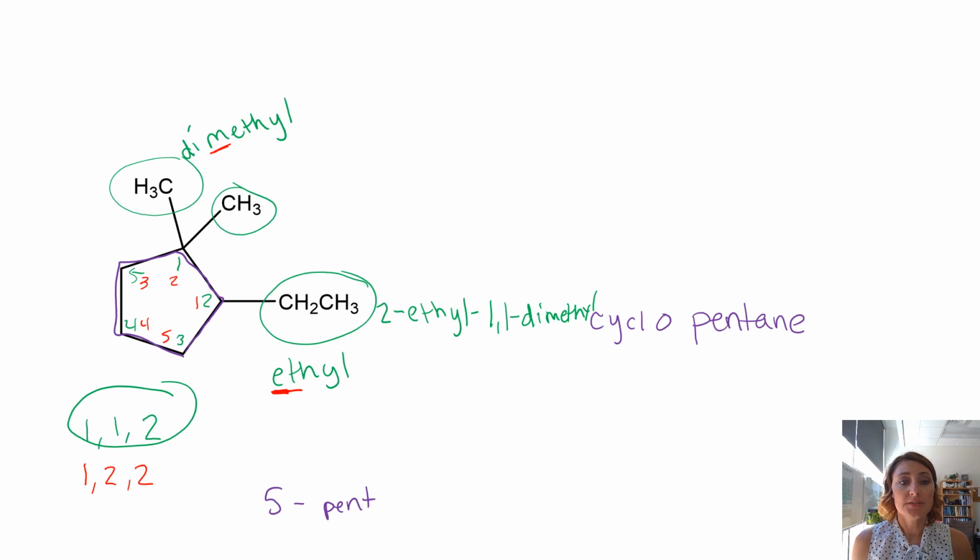All right, so things to remember on a structure like this is that you can start numbering anywhere, and you want to give all your branches the lowest number of carbons possible. And then when you name it, you want to make sure that you are naming the branches alphabetically. We don't include di or tri when we are naming them. We go by the first letter of the branch name.